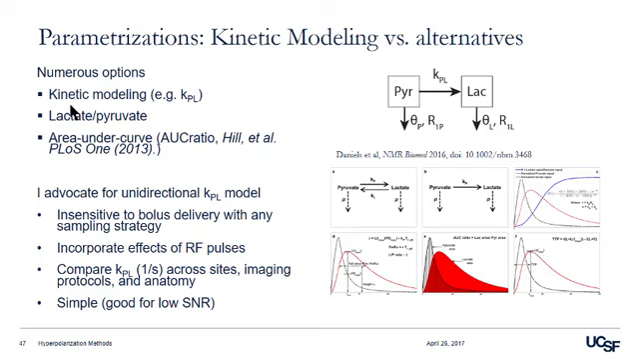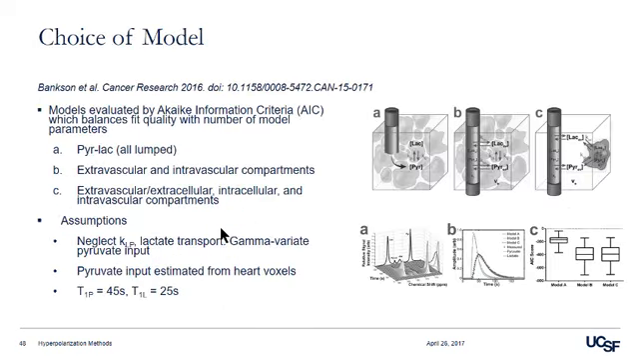Other ways you can look at this are lactate to pyruvate, or take the area under the curve, which is illustrated down here, of a dynamic time series from pyruvate and lactate. This is a personal preference, but I like this type of model here, just because there's nice work showing you can neglect the back reaction. We get a nice value that is semi-quantitative. And we can incorporate any effects of our sampling or bolus delivery strategy into that.